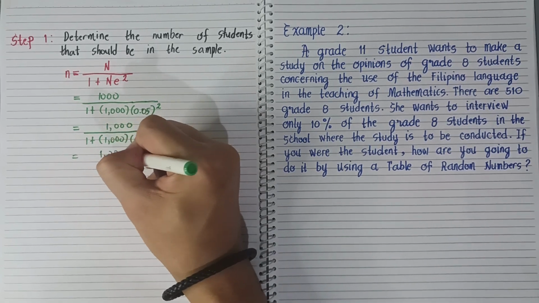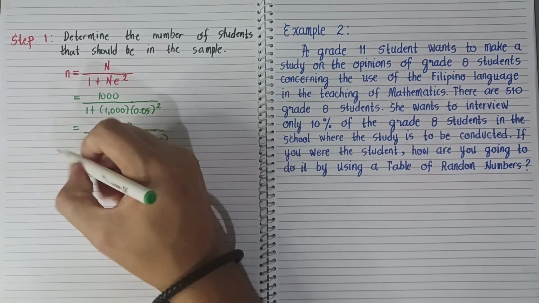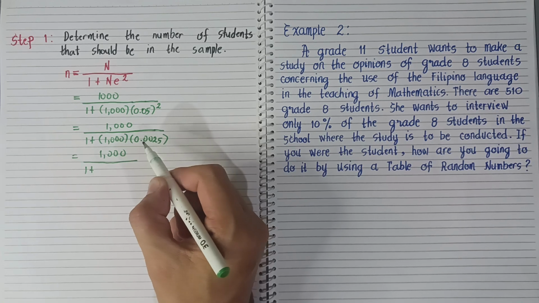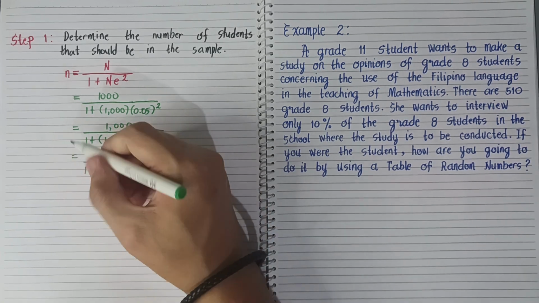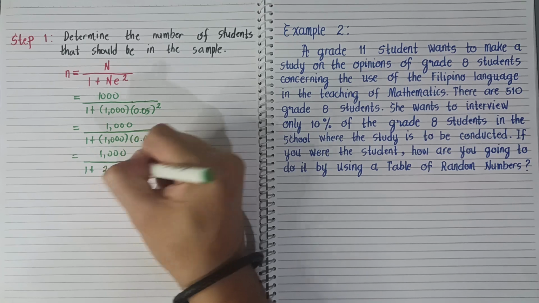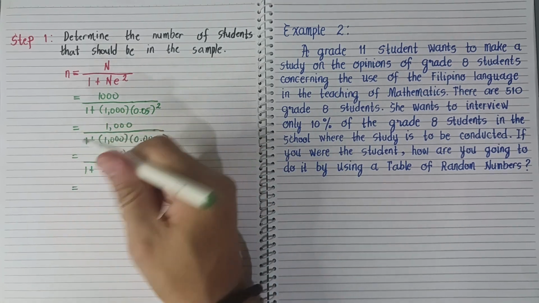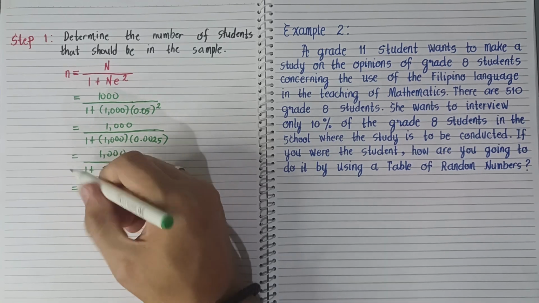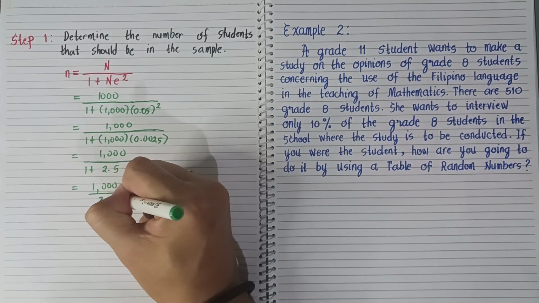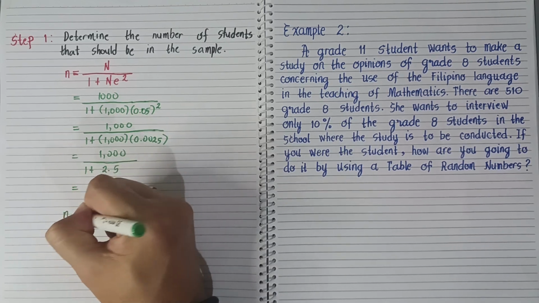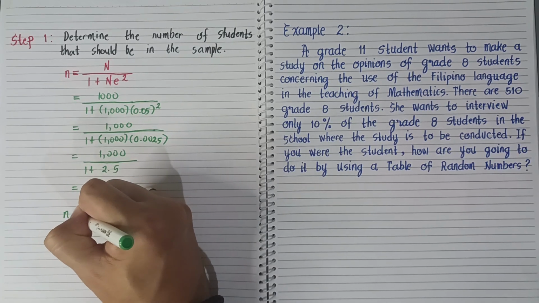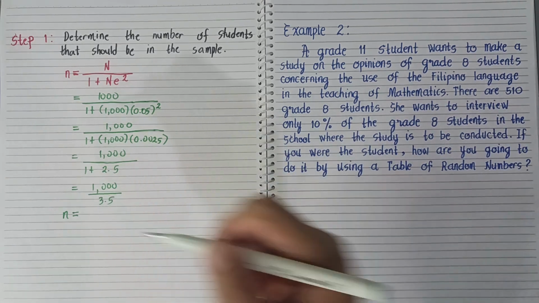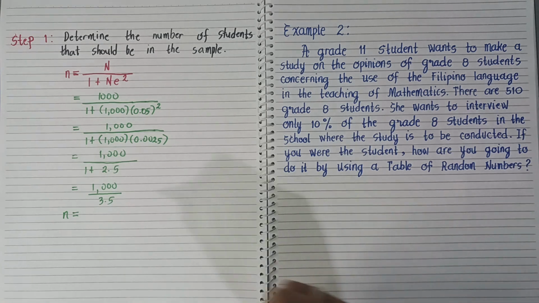Just copy the numerator. Ayan. So, 1 plus this 1,000 times 0.0025 is equal to, very good, 2.5. Okay, so 2.5. And then 1,000, copy the numerator. So, 1 plus 2.5, that is equal to 3.5. Tama? Okay. So, guys, dito, gamit tayo ng scientific calculator or any calculator na meron kayo dyan available.